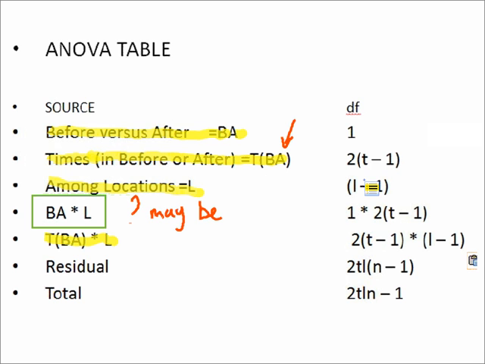Degrees of freedom over here are calculated in the usual way. So for a main effect, for before and after, it's just the number of levels take away 1. So we've got before, after, that's 2 levels, take away 1, gives us 1 degree of freedom. For locations, it's not a nested factor, so it's just the number of sites or locations, take away 1.